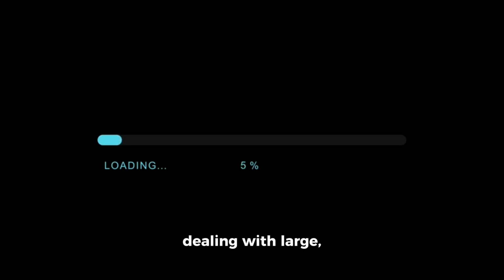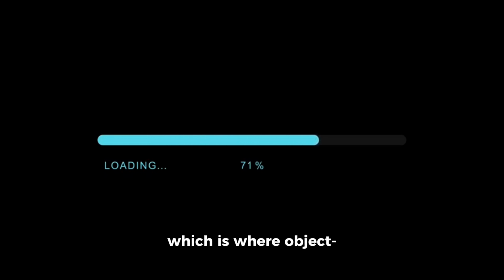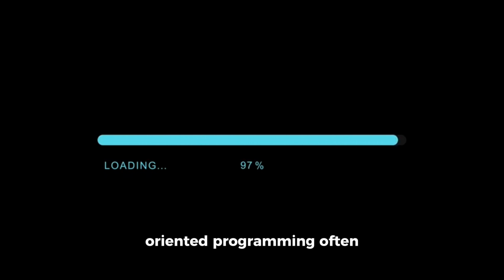3. Limited flexibility for large applications. Procedural programming can be limiting when dealing with large, complex applications that require more abstraction, which is where object-oriented programming often becomes a better choice.